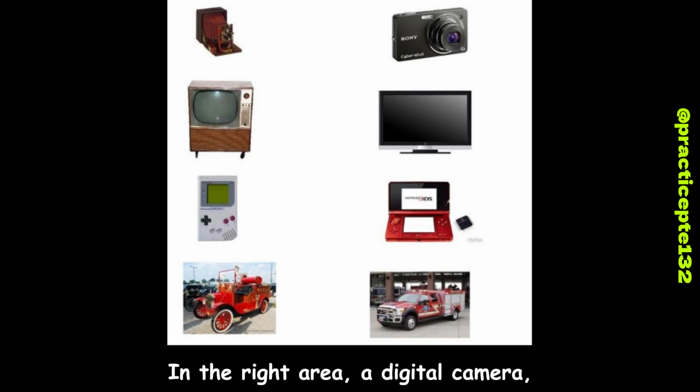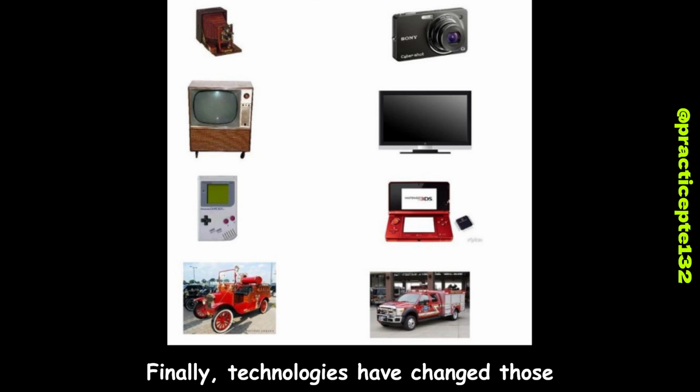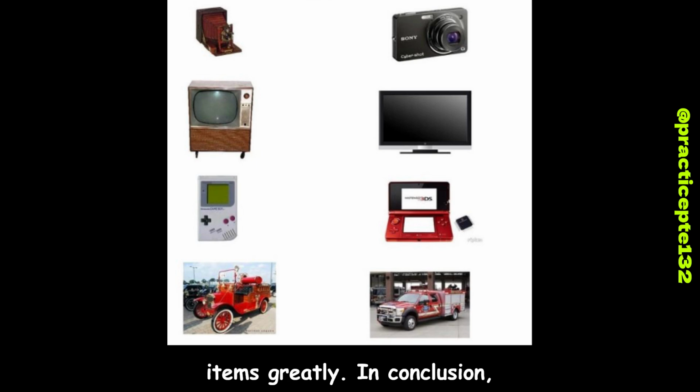In the right area, a digital camera, an LCD TV set, a modern game console, and an advanced car are found. Finally, technologies have changed those items greatly. In conclusion, we enjoy more convenient lives.